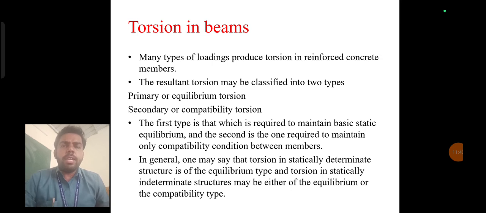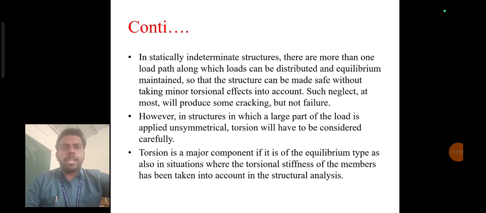When the beam is statically determinate, in that situation we use the equilibrium torsion, and in an intermediate situation we provide the compatibility equation. In these statically determinate and indeterminate structures, depending upon the support conditions and movement conditions, you have to find out which applies.